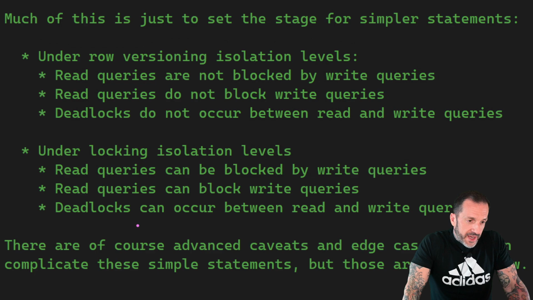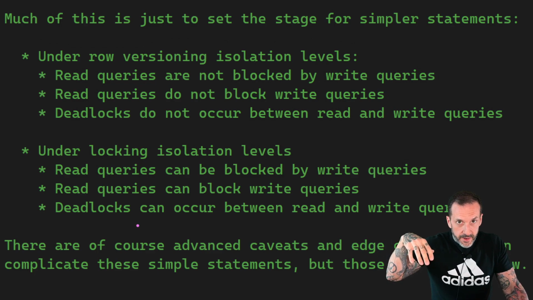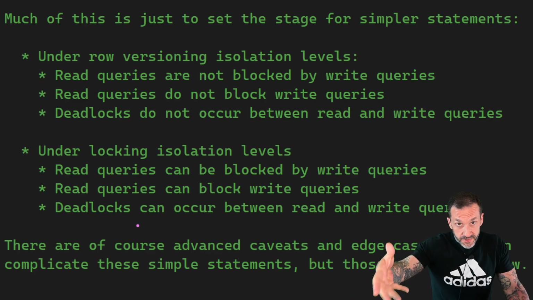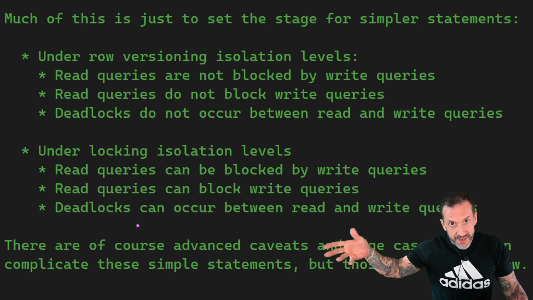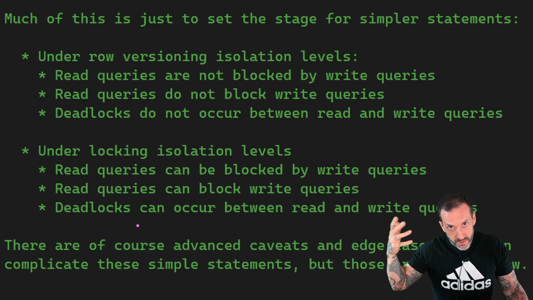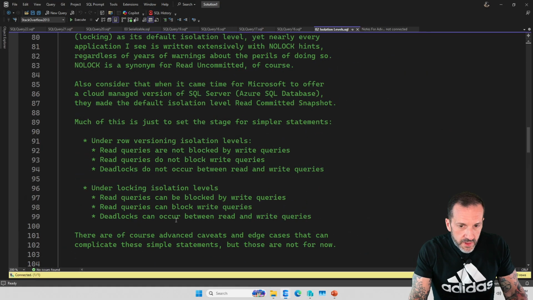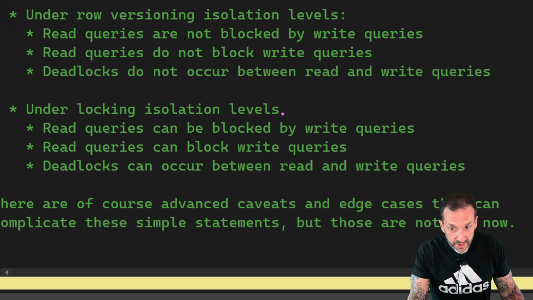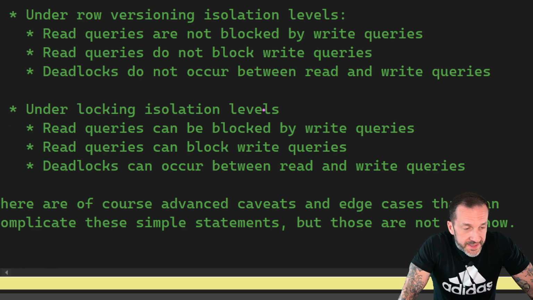There are, of course, some edge cases and caveats that complicate those statements a little bit, things like foreign key cascading, maintaining indexed views that have multiple tables in them do weird stuff to the row versioning isolation levels. But those are kind of out there edge cases. They're not everyday stuff that's going to be happening to you every 3 seconds in your database that's going to make you use no lock hints. Under the locking isolation levels, read queries can and quite frequently are blocked by write queries. Write queries can also be blocked by read queries, and deadlocks can occur between read queries and write queries.